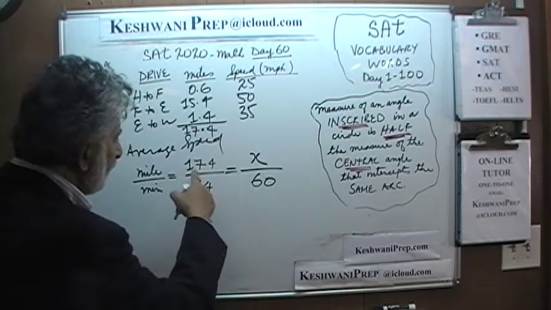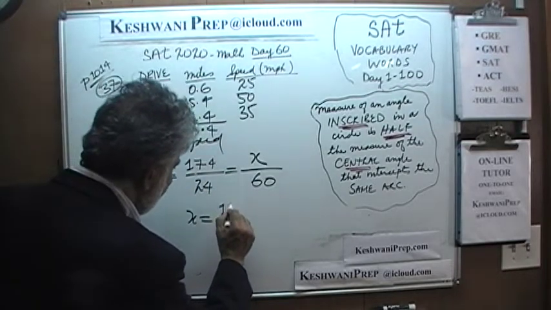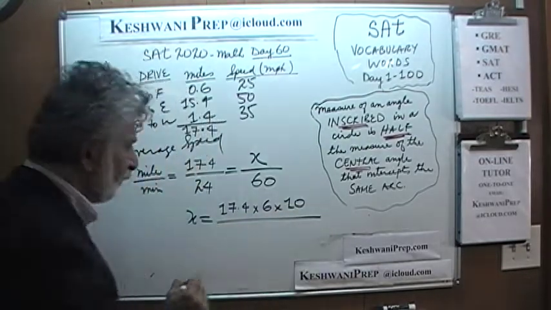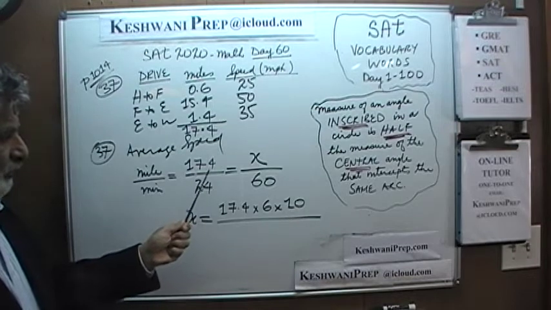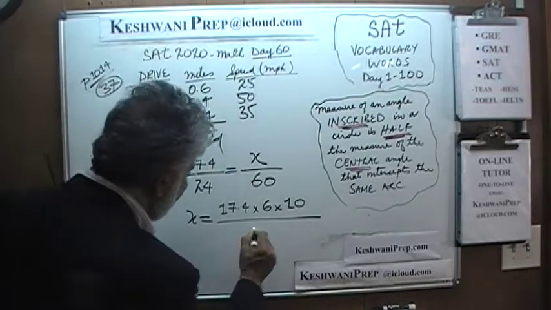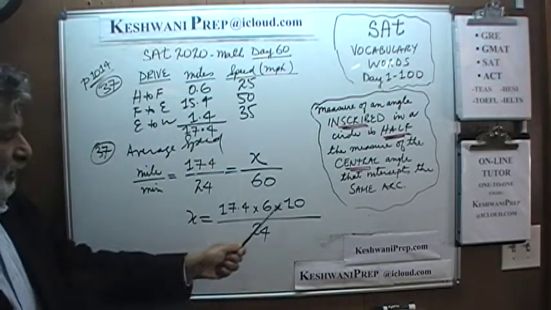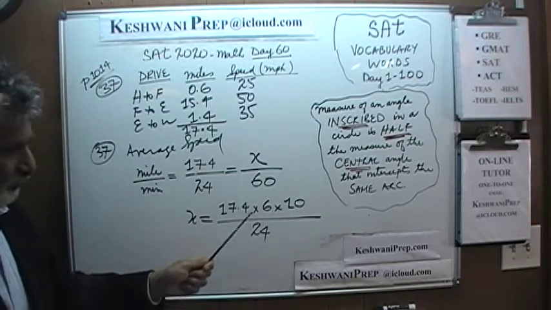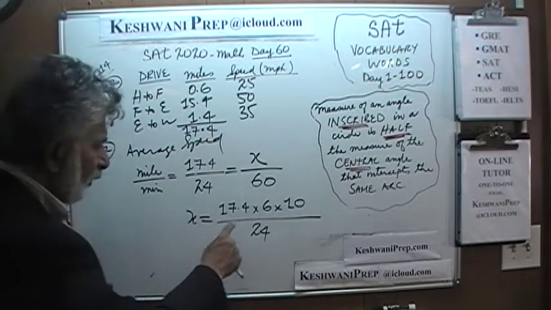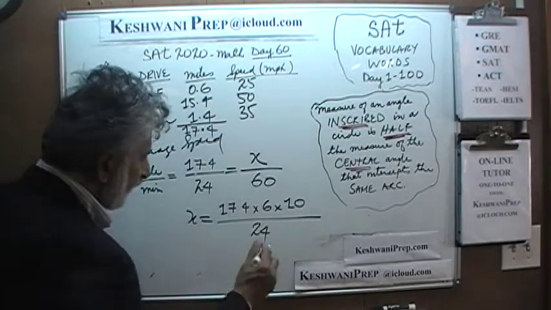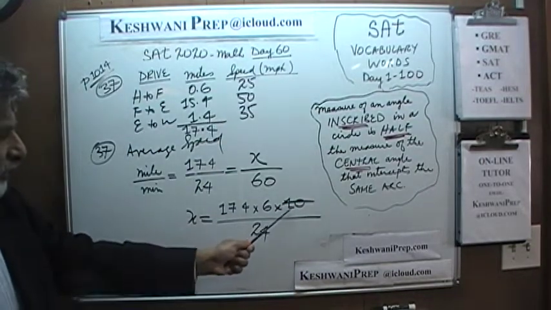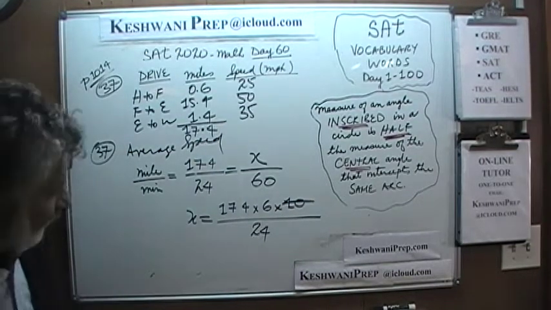X is going to equal 17.4 times 60, which I'm going to write as 10 times 6 times 10. You will see that in a second. This 60 goes up there, and I'm writing that as 10 times 6. In the bottom we have 24. Why did we do that, 10 times 6 instead of writing 60? Because this 10 times 17.4, we can get rid of this decimal now, and this thing drops out. Because 17.4 times 10 is 174. It's gone. Let's erase it.